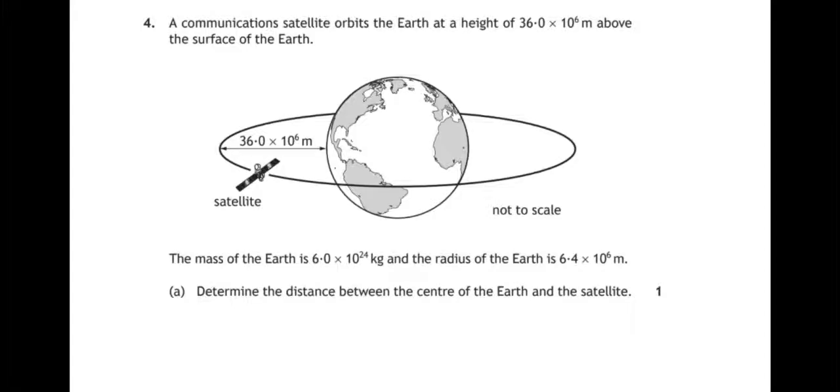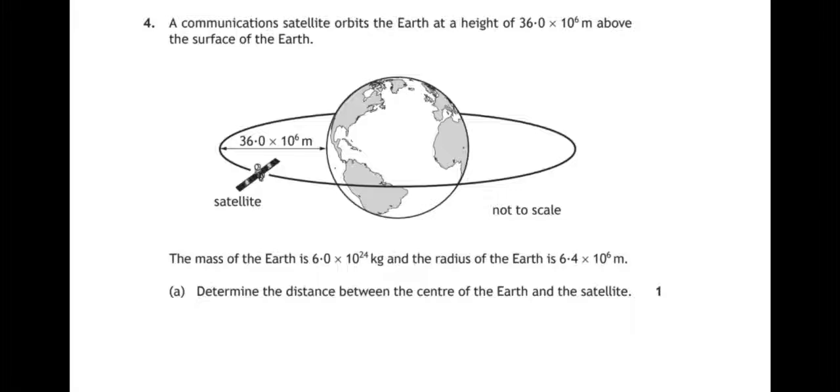A communications satellite orbits the Earth at a height of 36 times 10 to the power 6 meters above the surface of the Earth. The mass of the Earth is 6 times 10 to the power 24 kilograms, and the radius of the Earth is 6.4 times 10 to the power 6 meters. A. Determine the distance between the center of the Earth and the satellite.